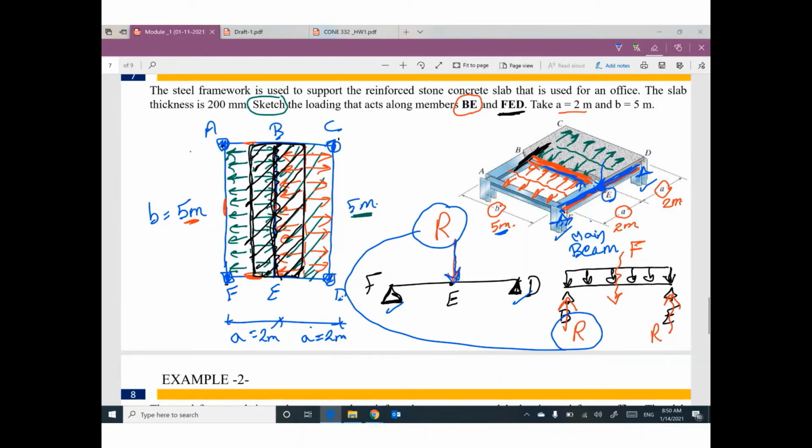So the final distribution, which you call the sketch, I would like to draw this plane. I would like to draw for beam BE this shape, and for beam FED this shape. One more time. This concentrated load R on beam FED is coming from the secondary beam BE at the intersection point E. This beam is supported by this beam. So the reaction from beam BE is supported by beam FED.